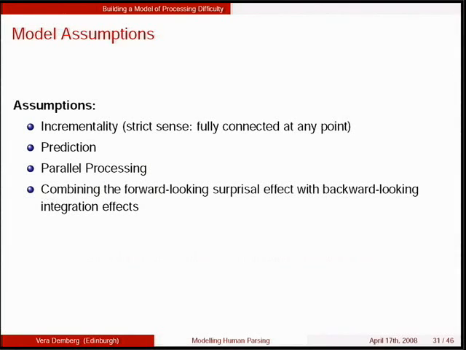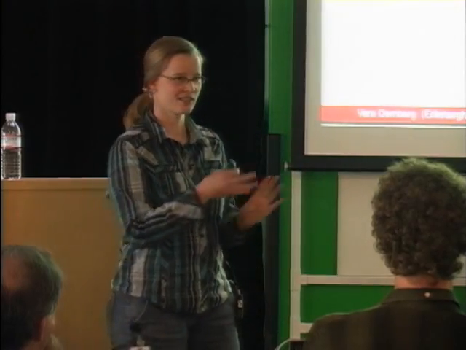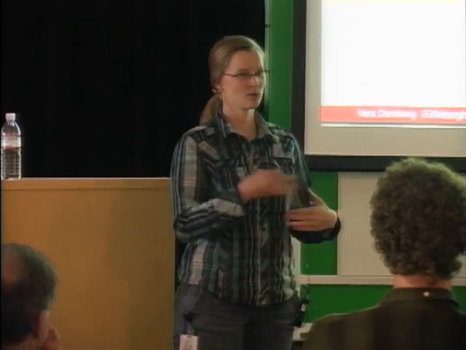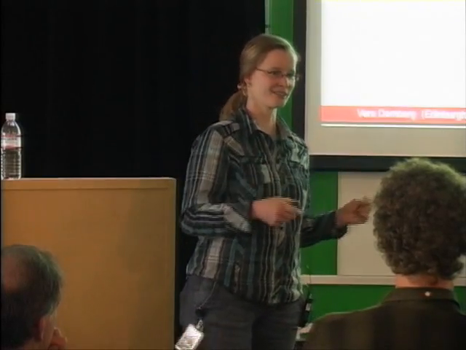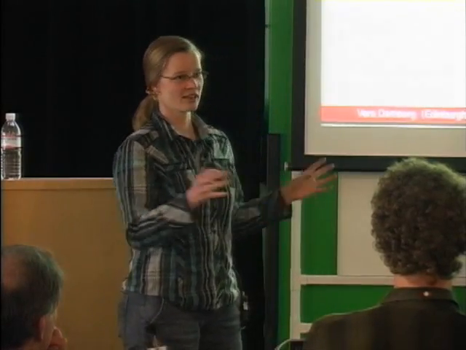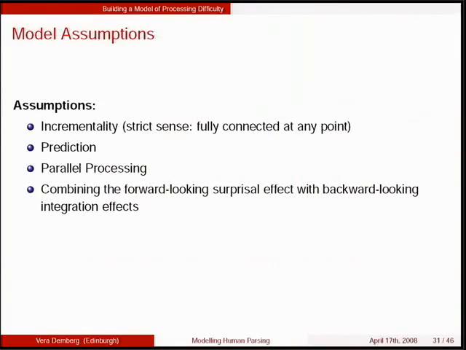And also, I'm going to assume parallel processing. So you could either say, okay, all the processing in the brain is done serially. You know, one by one, we go through different analyses. And then when we find the right one, we're like, hey, I understood what you said. Or it could be all parallel. And the other thing that I want to do is combine these forward and backward ideas that I talked about before.